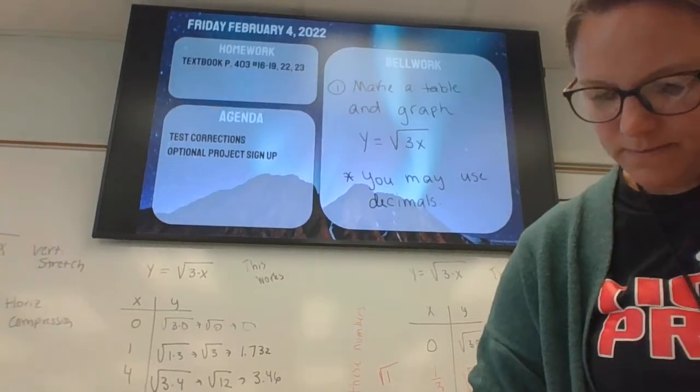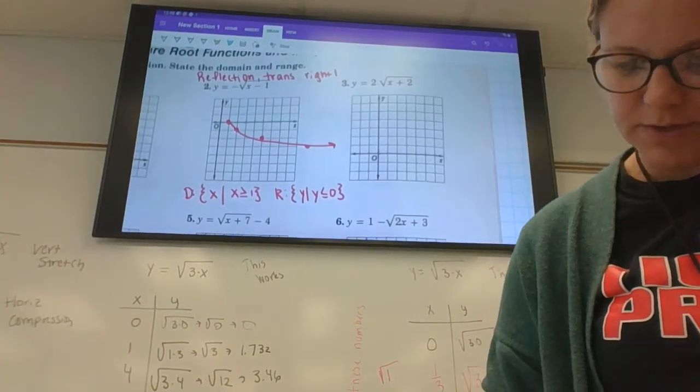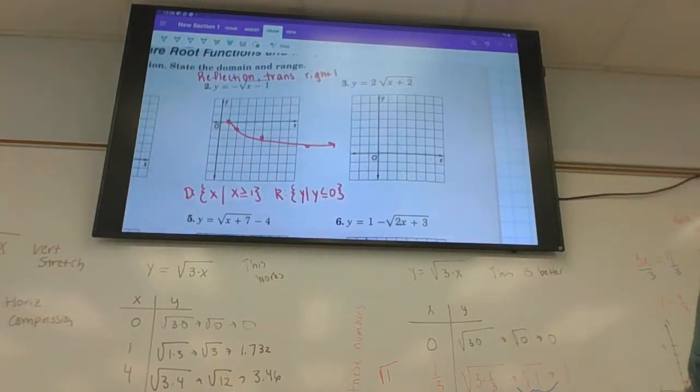Alright, so here is number 2. That's what it should look like. That's your domain and range.